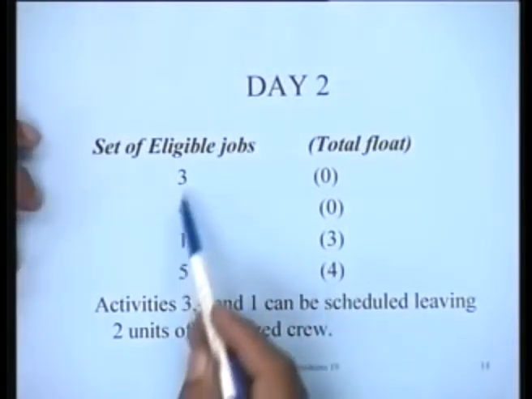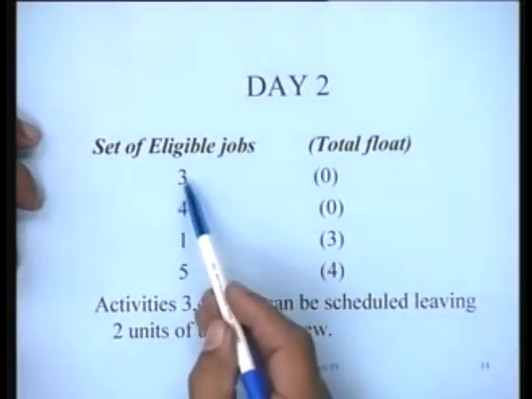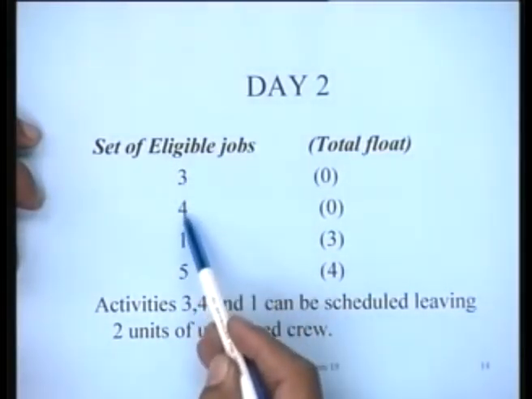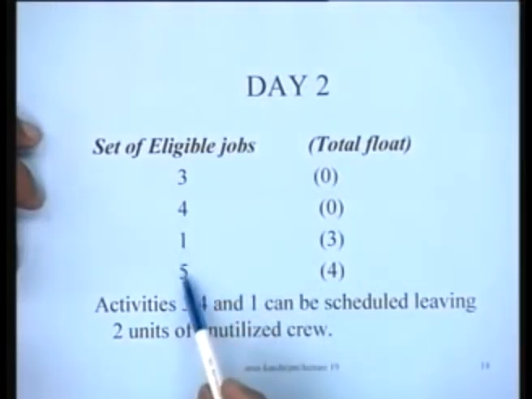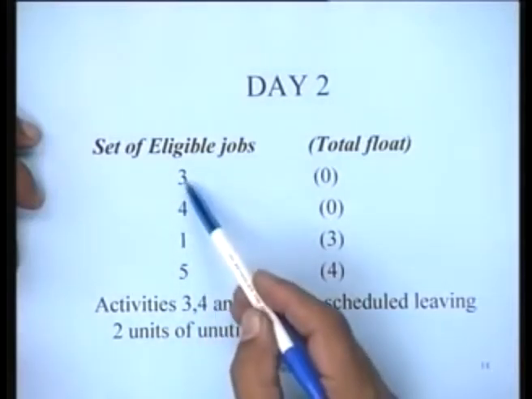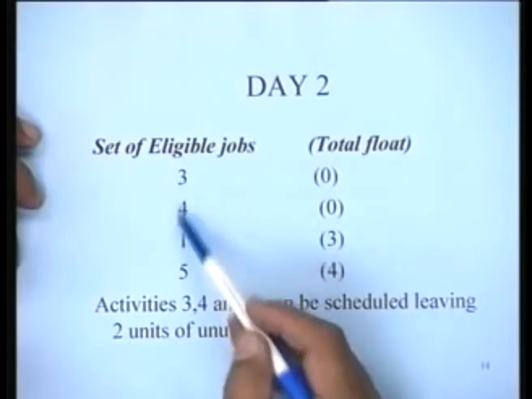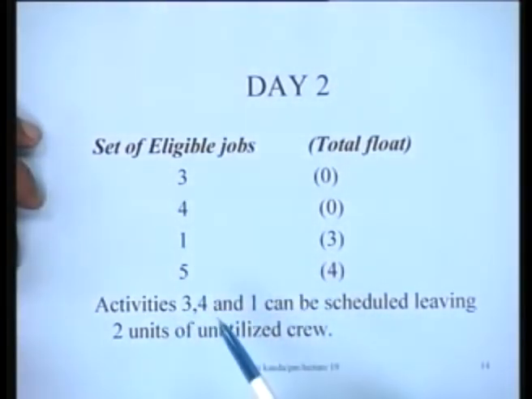Now we have to allocate a total of 10. We'll pick up in this order. So 3 plus 4 is 7, plus 1 is 8, and this cannot be scheduled, right? So activities 3, 4 and 1 can be scheduled, leaving 2 units of unutilized resource. That means 4 plus 3, 7, plus 1, 8 units of resource would be consumed. That is, the crew consumed would be 8 in number, and 2 units of unutilized resource would be left over.